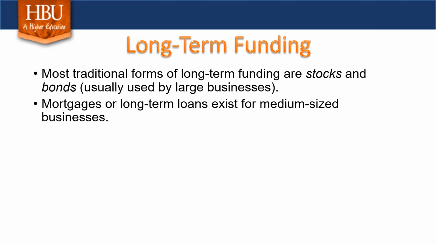So what are some ways that we could utilize long-term funding, and when is that important? Typically, traditional forms of long-term funding are stocks and bonds. We've seen this, for example, when professional organizations seek to build facilities. They may issue stocks and bonds that are usually paid out over a longer term. Medium-sized or smaller-sized businesses may use mortgages or long-term loans to help raise capital.